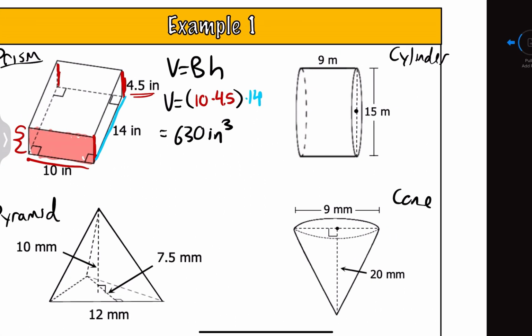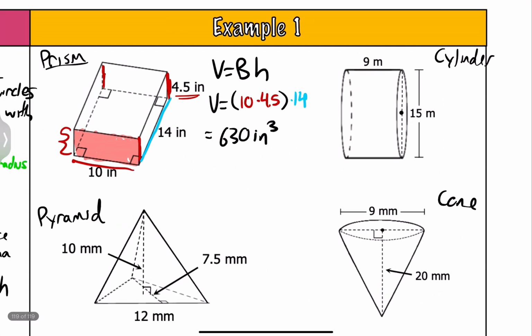Alrighty, next up we have a cylinder. So our formula is volume equals pi r squared h. Because we have that, let's take a look at our circle. We need our radius. I know the diameter, so the radius is going to be half of 15, so 7.5. And our height looks like it's going to be 9. So this is just going to go in the formula. So we got pi times 7.5 squared times 9.